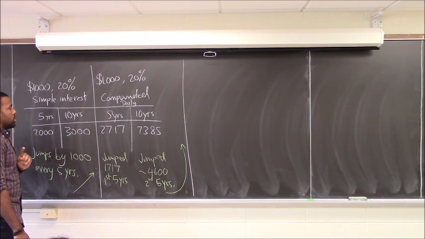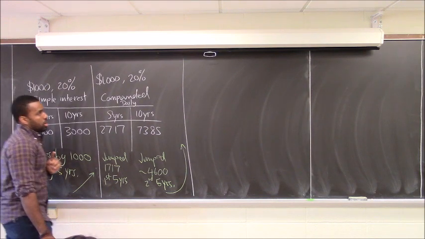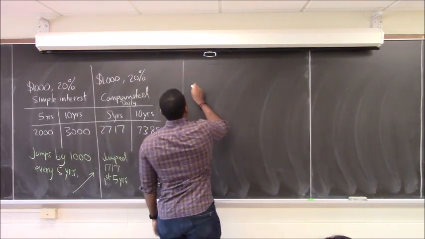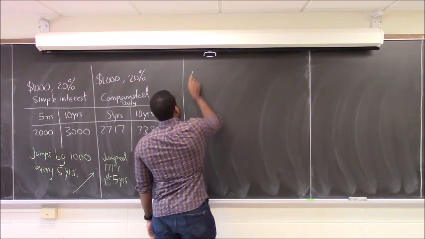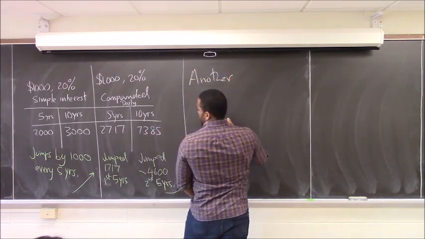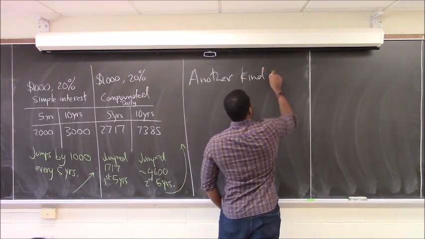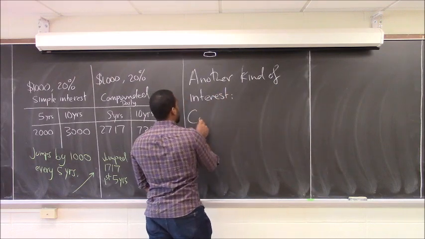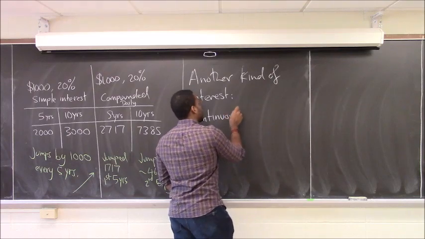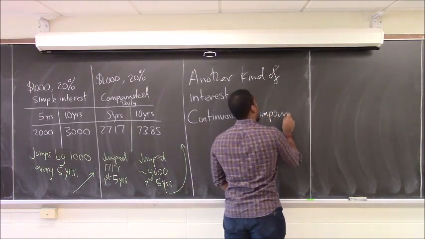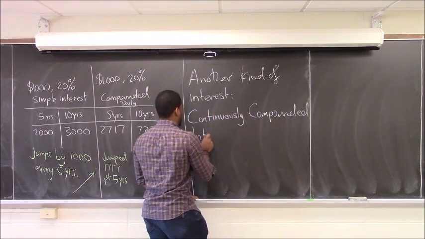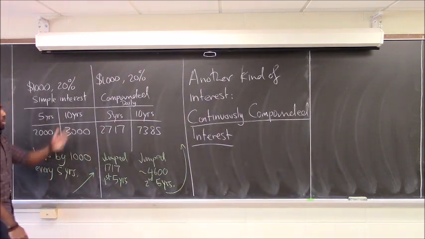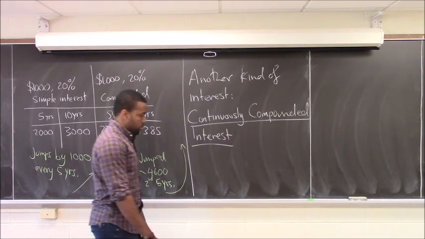Okay, so that's where we kind of ended, and I don't think I wanted to do any more examples on that per se, but before that I'm going to talk about a different kind of interest. Now, let's move on to another kind of interest. Then we're going to look at a nice way to compare them. And this is continuously compounded interest. That's a whole other category. So we looked at simple interest, compounded interest, and there's something called continuously compounded interest.